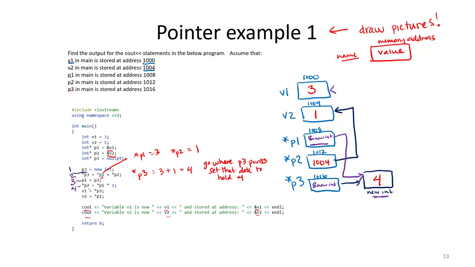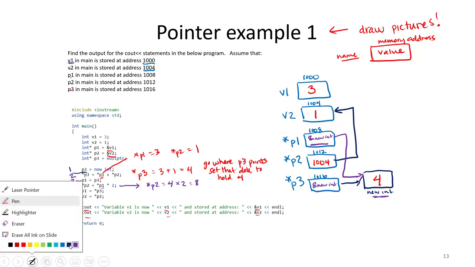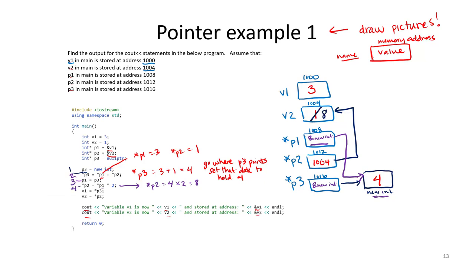Now we're on the fourth line. Asterisk p2 equals asterisk p1 times 2. Well, what's asterisk p1? Asterisk p1 is the value p1 points at. p1 is now pointing at 4. So here we're going to say asterisk p2 equals asterisk p1, or 4, times 2, which is 8. So what that means is we're going to have to go where p2 points, and we're going to change that value to 8.